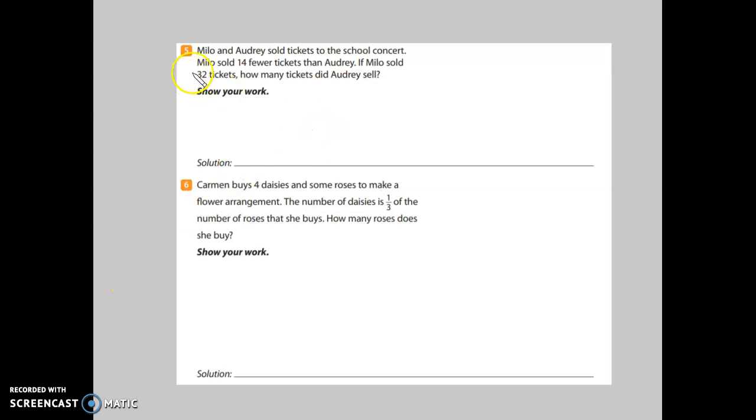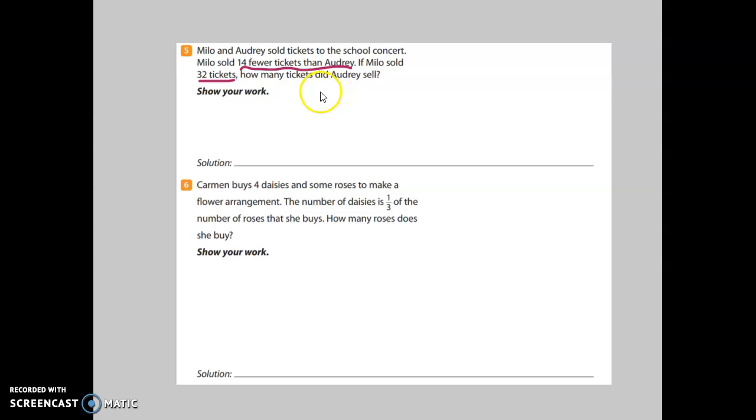So number 5 says, Milo and Audrey sold tickets to the school concert. Milo sold 14 fewer tickets than Audrey. If Milo sold 32 tickets, how many tickets did Audrey sell?